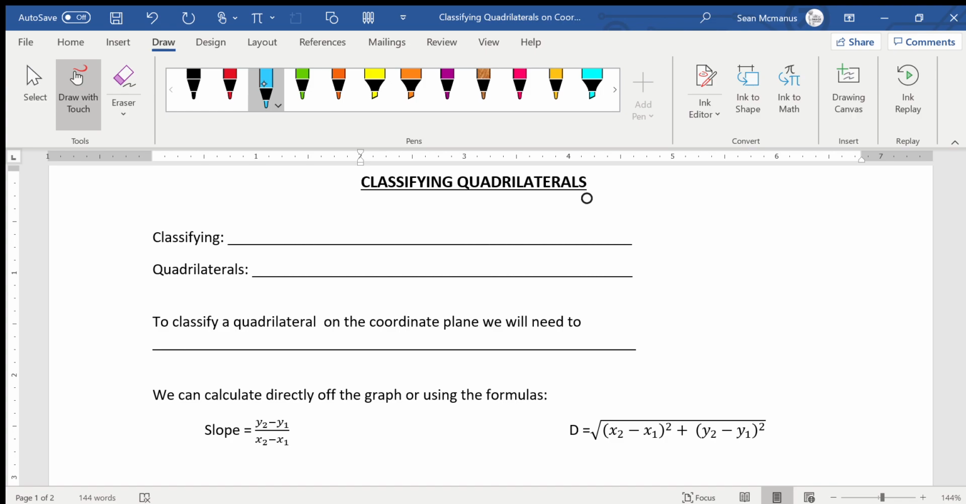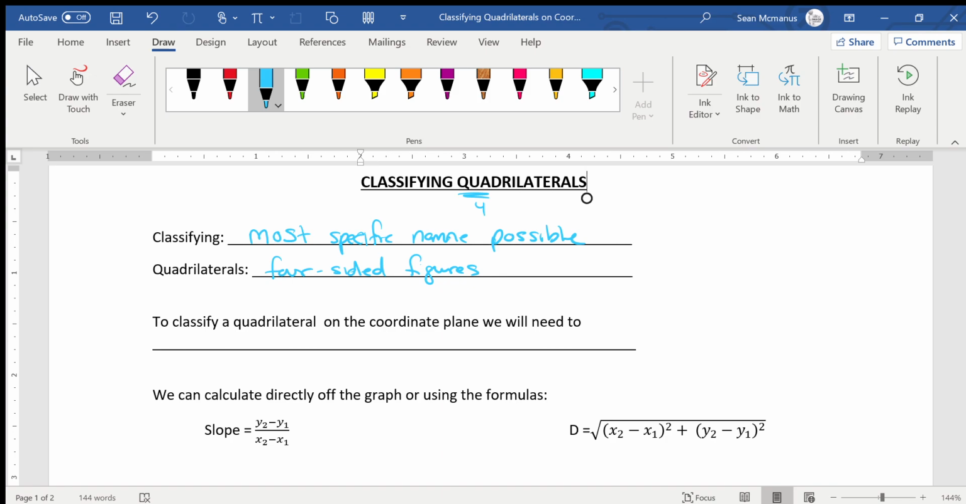In general terms, when we classify, we're going to give the categorization, or really we're going to give the most specific name possible for that quadrilateral, right? And quadrilateral, quad, hopefully we know quad means four, right? So quadrilaterals are four-sided figures.